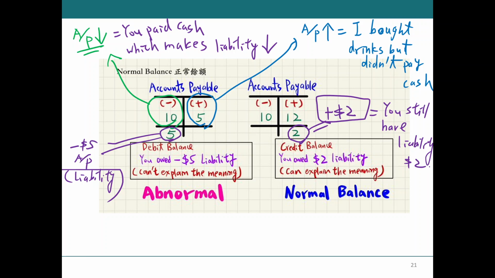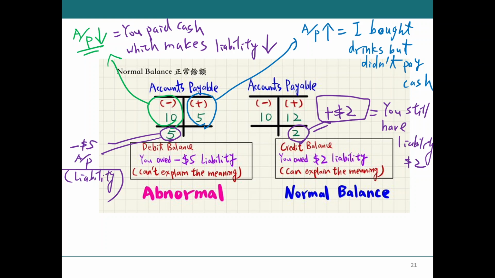So based on case 1 and case 2, I cannot explain case 1. Liability 0 or 1, 2, 3, 4, 5, but negative liability is impossible. Based on these two, which one is normal? Case 2, right? Positive $2 means I still owe the money $2. So this one is the normal case.